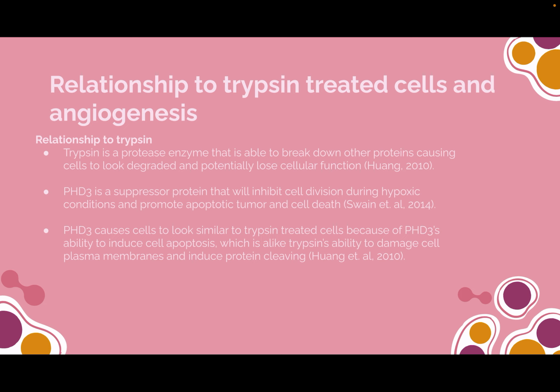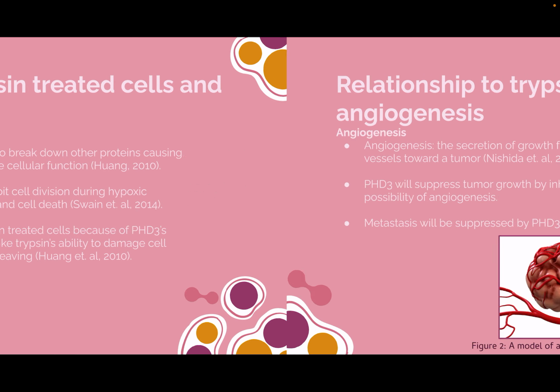PHD3 causes cells to look similar to trypsin-treated cells because of PHD3's ability to induce cell apoptosis, which is similar to trypsin's ability to damage the cell plasma membrane and induce cleaving.